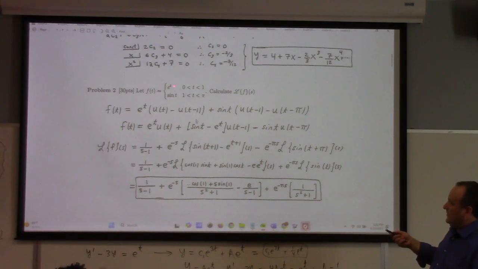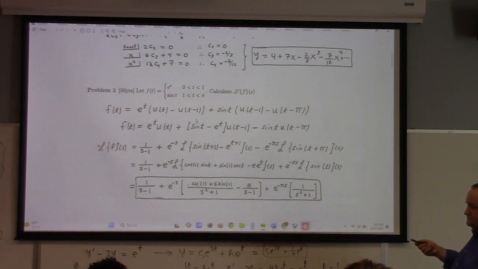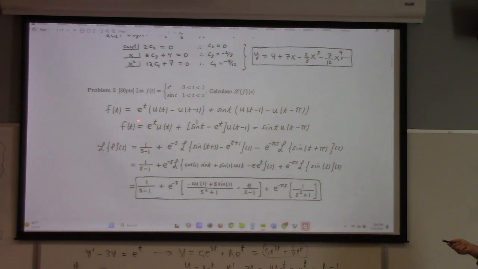I turn on e to the t at time 0, I turn it off at time 1. Sine t, I turn on at time 1, I turn off at time pi. Regrouping, I have e to the t u of t, the difference of sine and exponential times the unit step function u of t minus 1, and then of course this lonely minus sine t u of t minus pi. Once I have that, I have to take the Laplace transform of each one of these pieces separately.